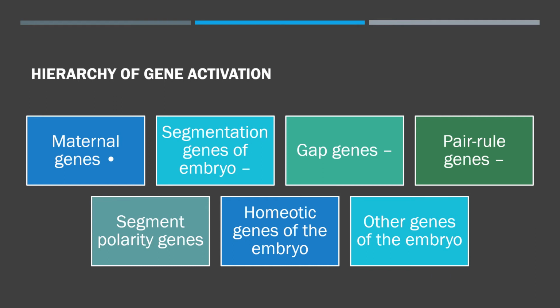Here is the hierarchy of the genes. First are maternal genes, which are found in the unfertilized egg, right? The next are segmentation genes of the embryo. Segmentation genes are the gap genes, pair rule genes, and segment polarity genes. And the next and final genes are the homeotic genes, that is the master regulatory genes.